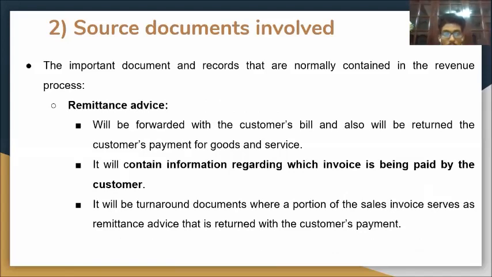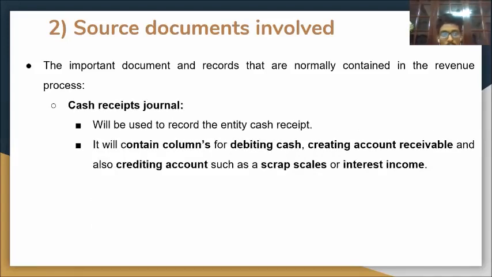A remittance advice will be forwarded with the customer bill and will be returned with the customer payment for goods and services. It will contain information regarding which invoice is being paid by the customer. It is a turnaround document where a portion of the sales invoice serves as a remittance advice that is returned with the customer payment. The cash receipt journal will be used to record the entity's cash receipts. It will contain columns for debiting cash, crediting accounts receivable, and also crediting accounts such as scrap sales, sales, or interest income.